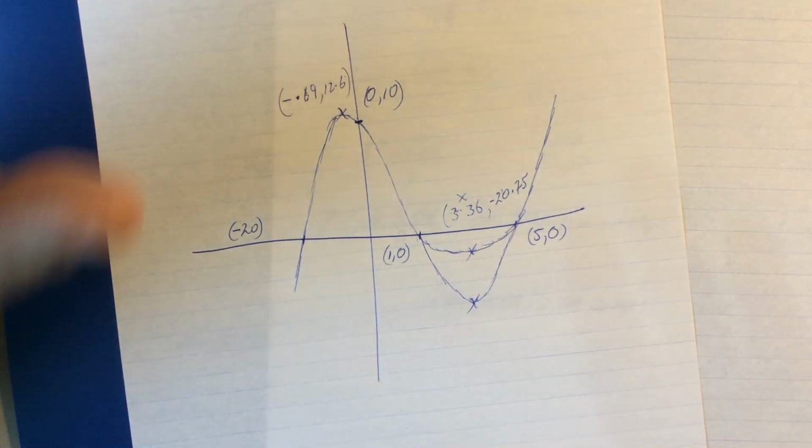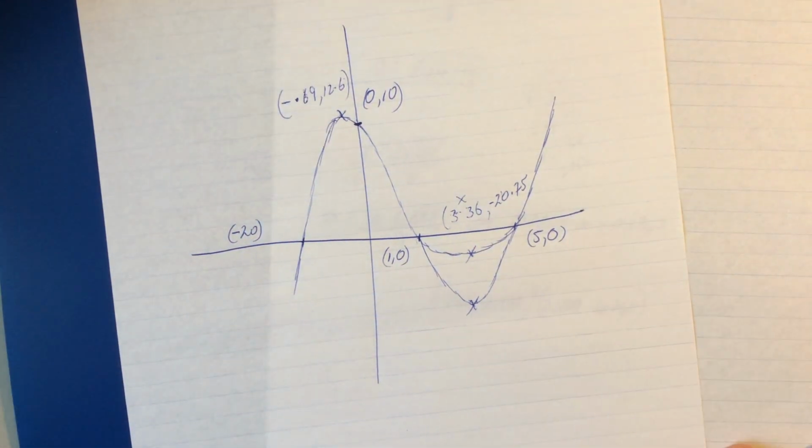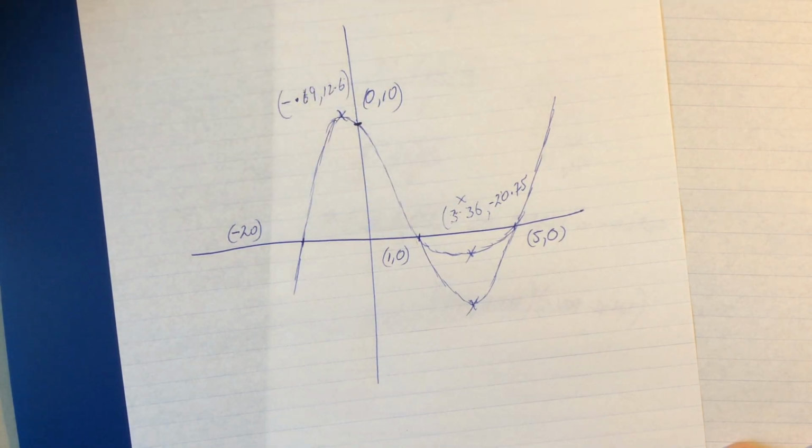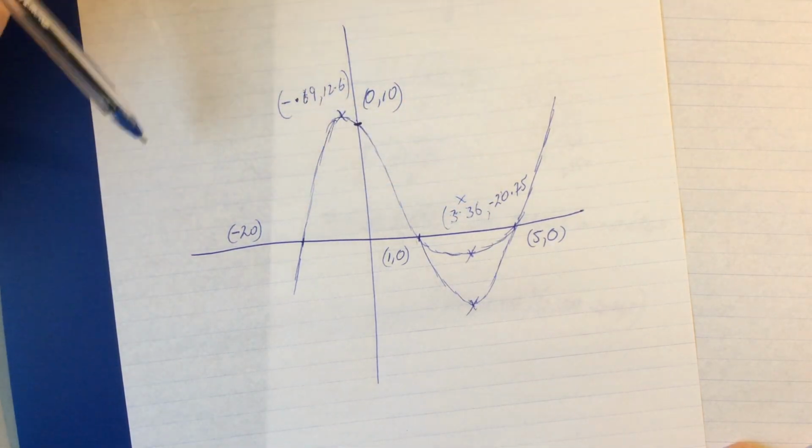So, a very quick review of the process. Differentiate this, solve the differential for 0, put the solutions for the differential of 0 into this original equation, and you will get these turning points.